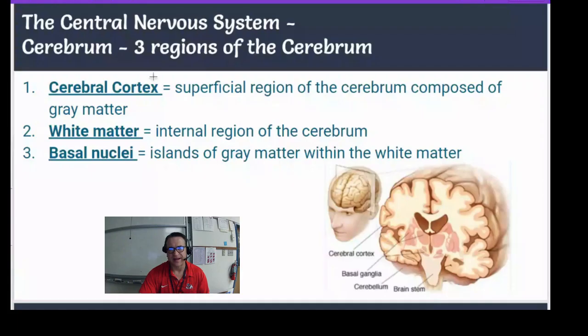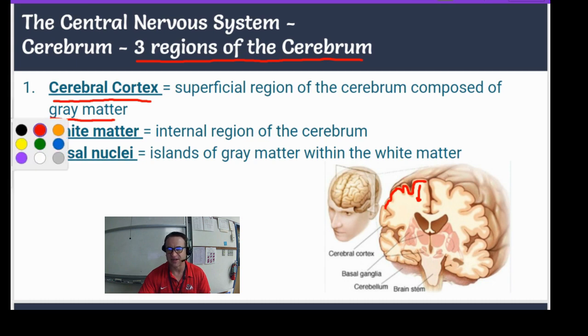And now the three different regions of the cerebrum. Two of these we've kind of already done. Cerebral cortex, the superficial region. It's out here. It's the most superficial, closest to the surface of the skin. Very thin layer of gray matter. It is gray because it contains mostly neuronal cell bodies, possibly unmyelinated axons. Now, located deep to the cerebral cortex, you have the white matter down here. Right, so this is white because it's made of mostly myelinated axons.